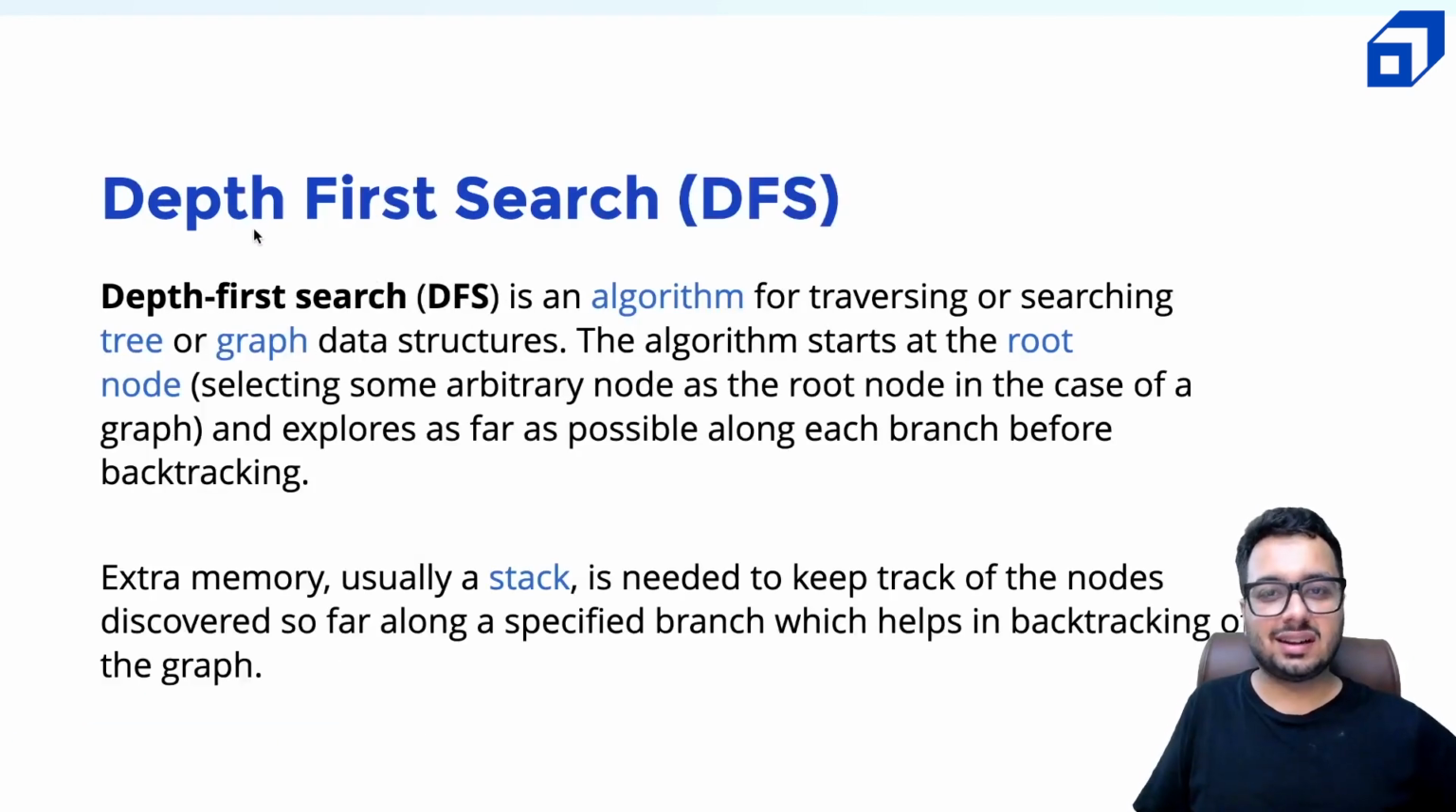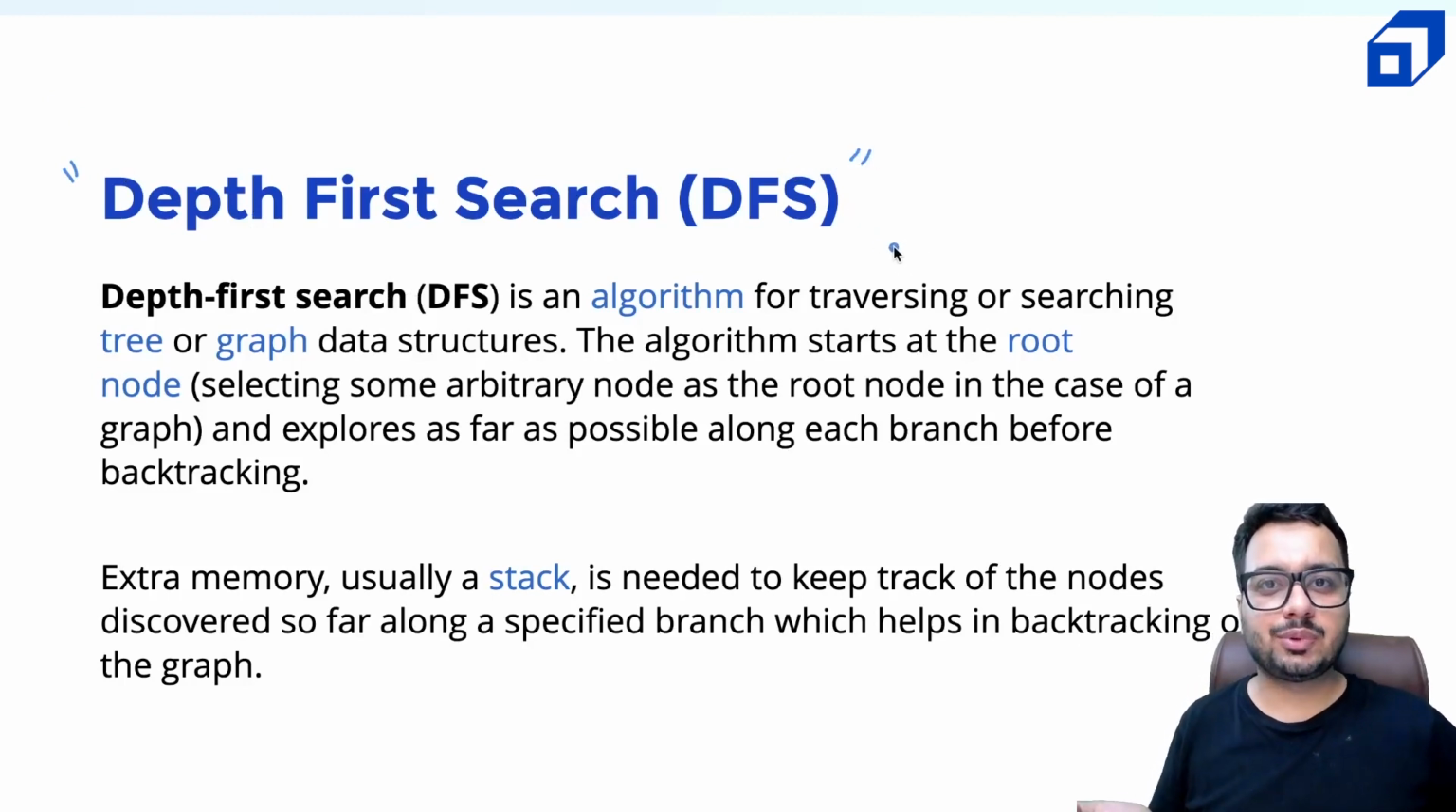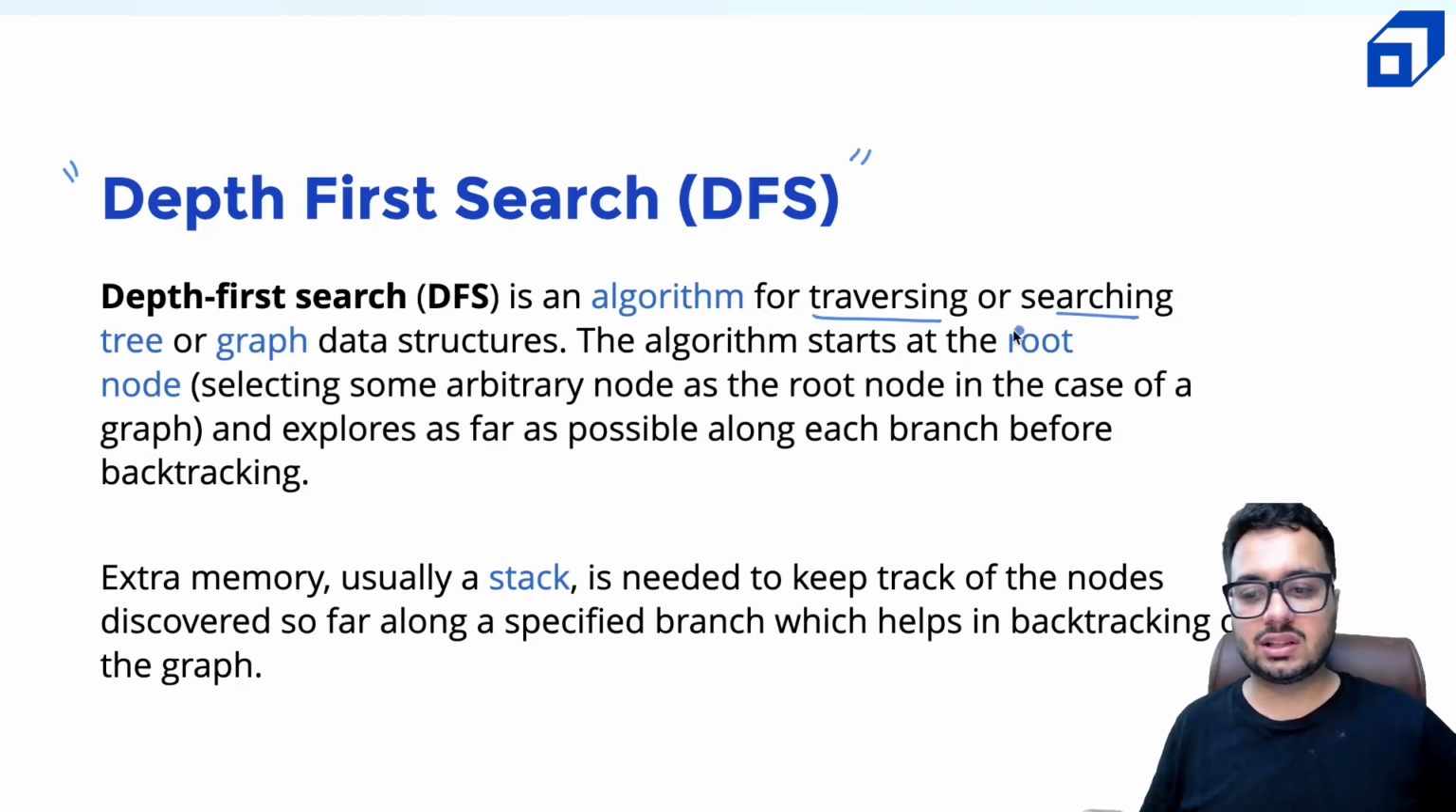Let's try to understand this algorithm called depth first search, or sometimes called depth first traversal. It's an algorithm for traversing or searching a graph. It can be used on a tree. On a tree, the pre-order traversal that you have done is actually a depth first search.